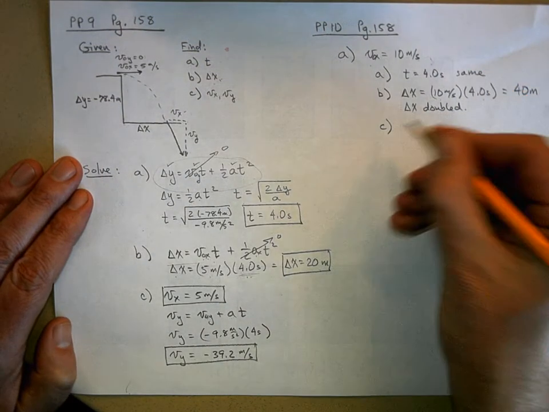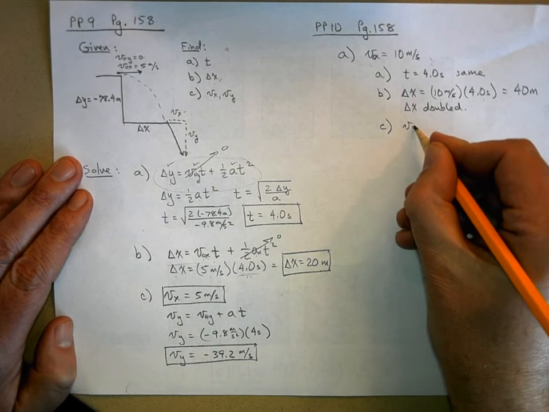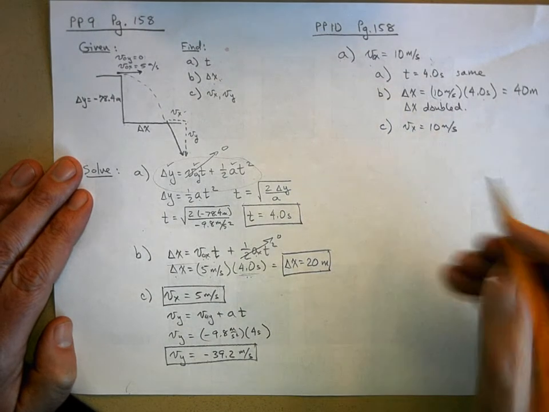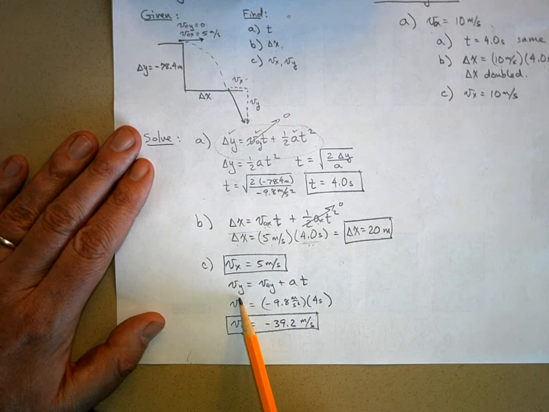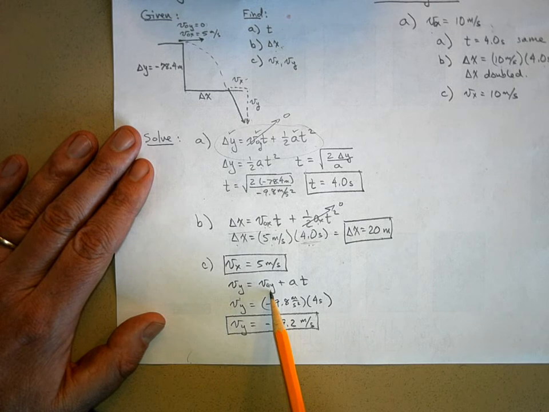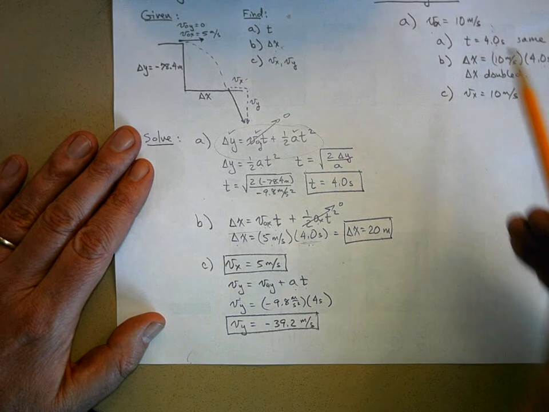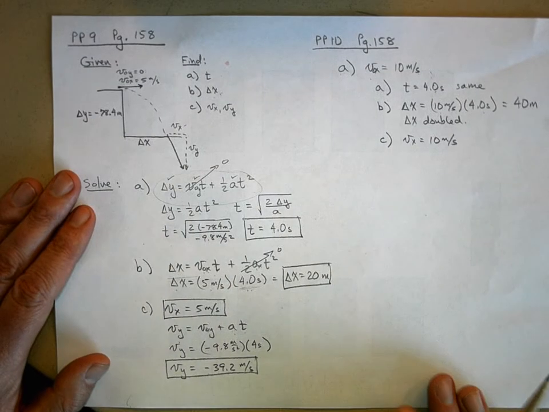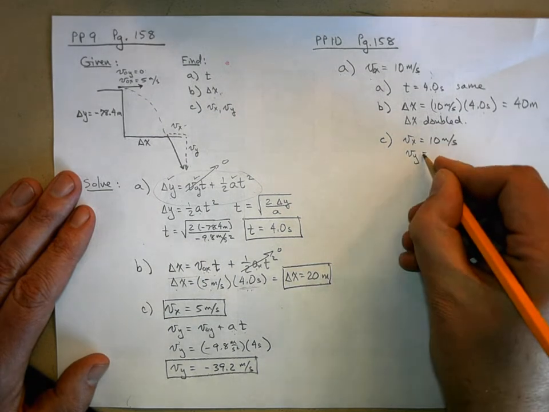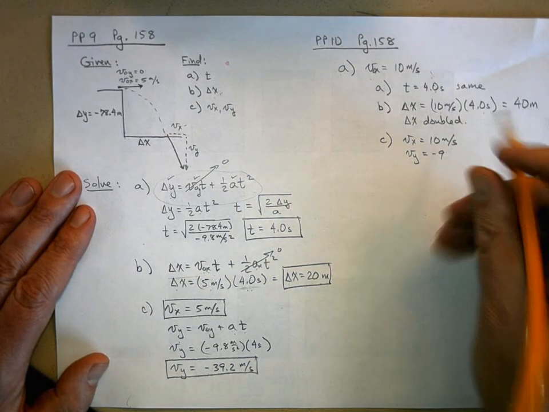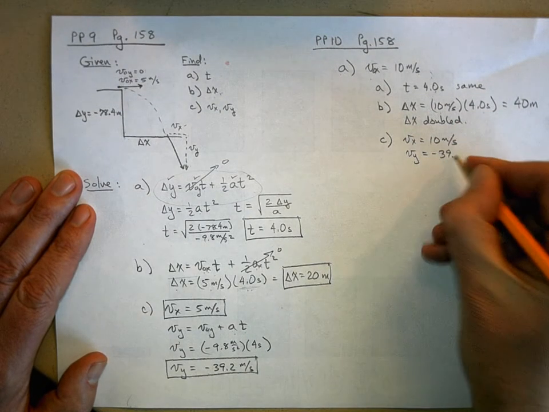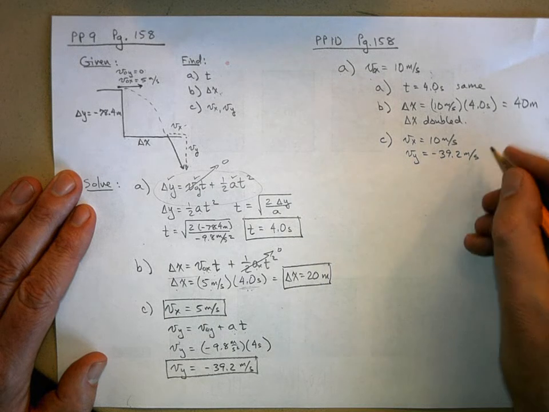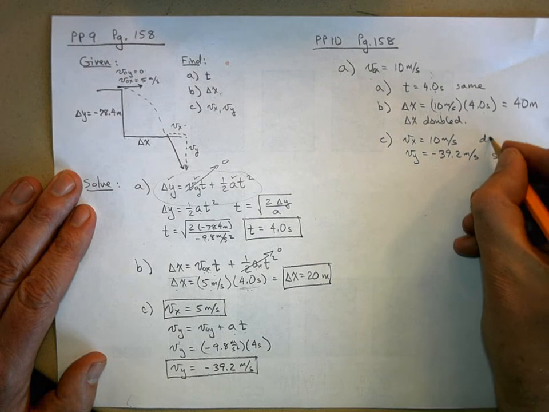For part C, well, Vx is 10 meters per second. That's given, and it doesn't change. But look at Vy. When I look at Vy over here, V0y is still zero. The acceleration is still negative 9.8. And the time is still 4 seconds. So that didn't change. So therefore, Vy didn't change. This is still negative 39.2 meters per second. So this is the same, and this is double.